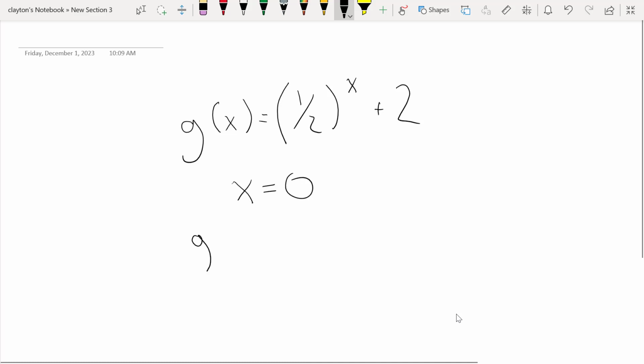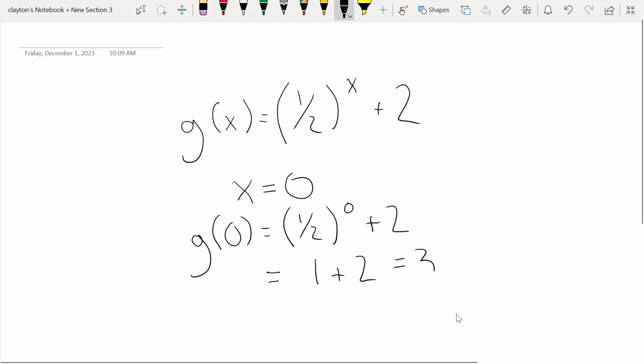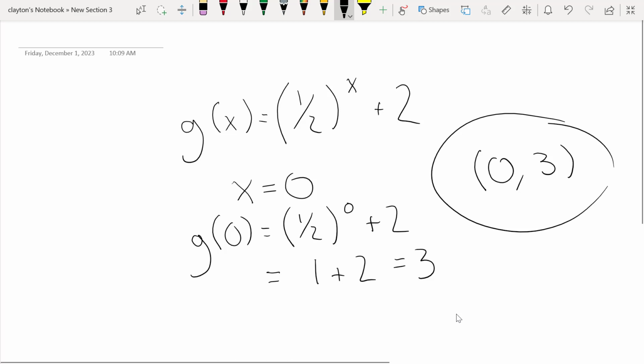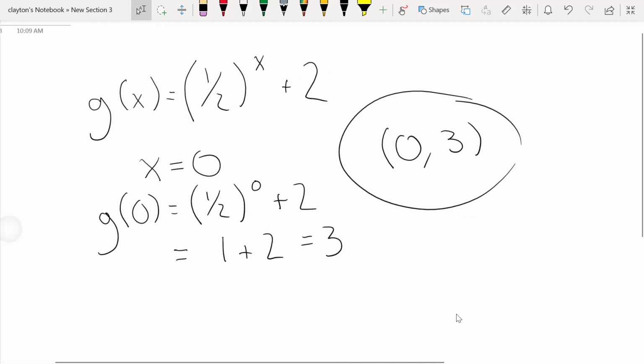When I plug in 0, I get 1/2 raised to the 0 plus 2. Anything raised to the 0 power is going to be 1, plus 2 is going to be equal to 3. So on the side here, we'll write we have a point at 0, 3. So that is step 1.